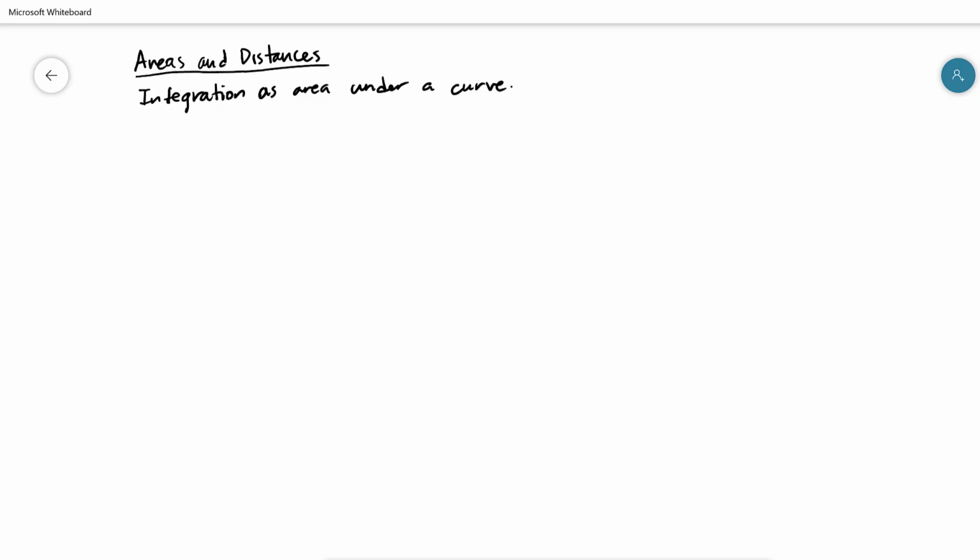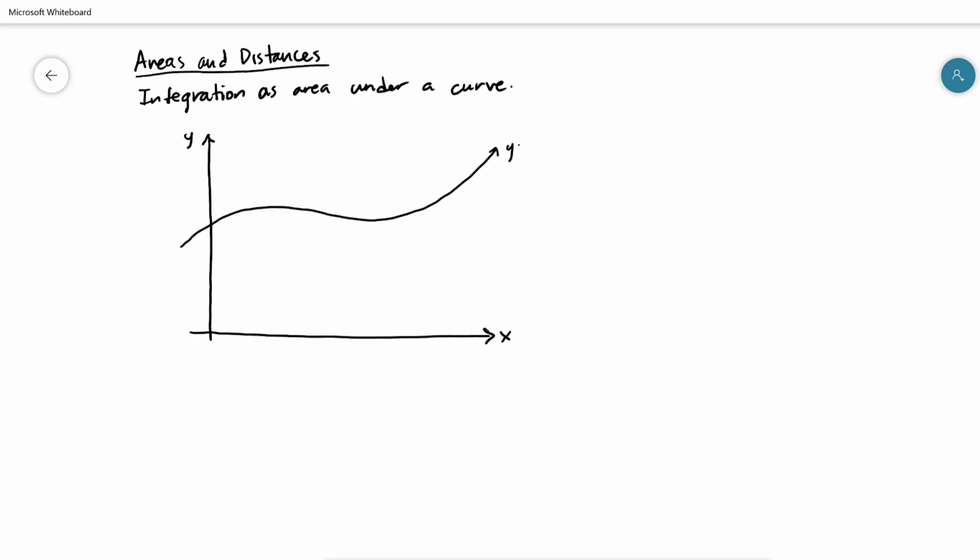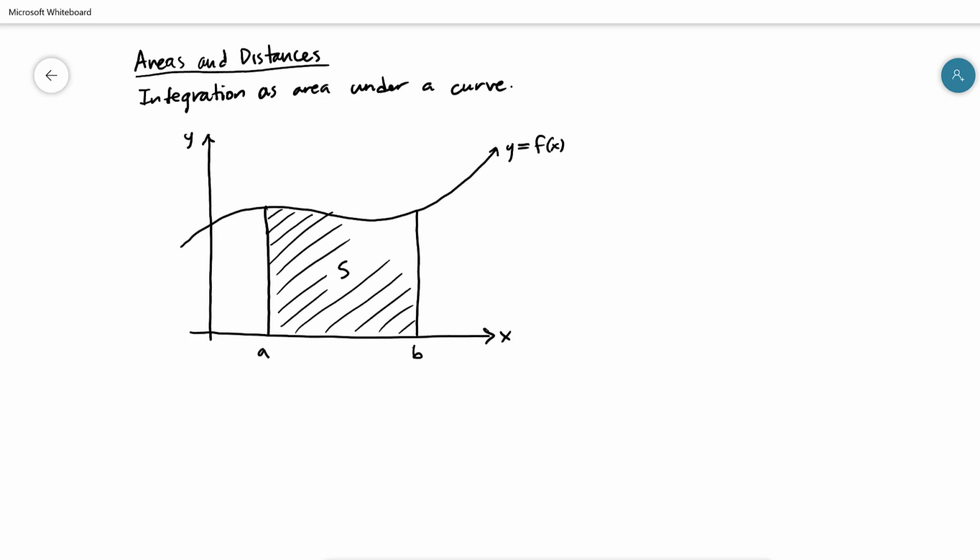And I want to take a look at a particular area. So let me draw a picture here. Here's my x-axis, my y-axis. Here's some function, y equals f of x. And maybe we're interested in this region, which we'll call S, between x equals a and x equals b. So this shaded region here is what we're trying to find the area of.